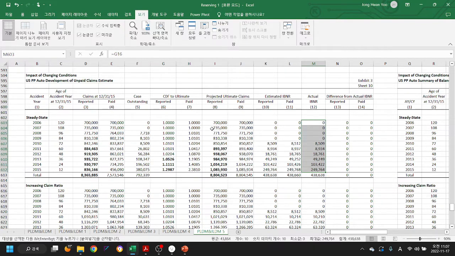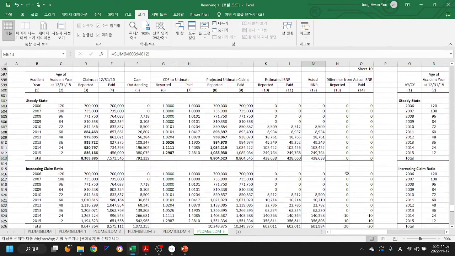And also I create the paid loss triangle and reported loss triangle. And I do the estimation work and that would produce the same results, right? Paid loss and reported loss. And also it is the same as actual IBNR, because all the discrepancies are zeros.